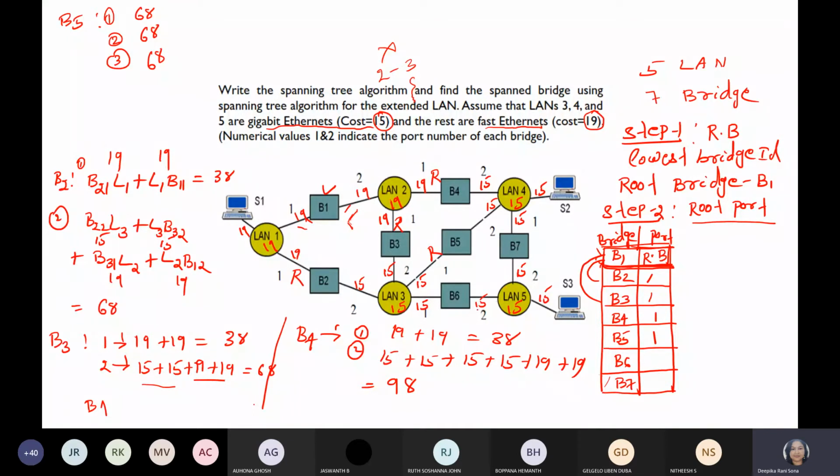Then B6. What are the possible paths for B6? This is one possible way and externally one more possible way. So tell me the cost for B6.